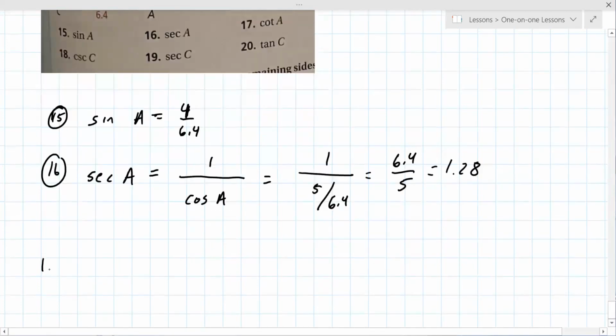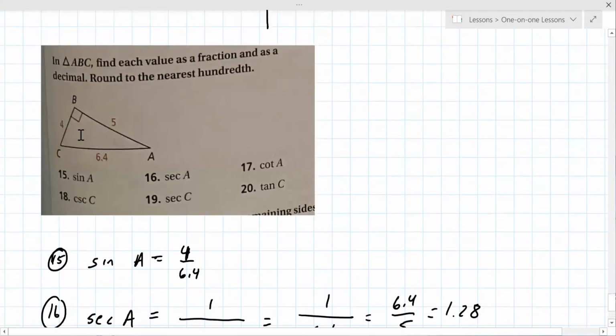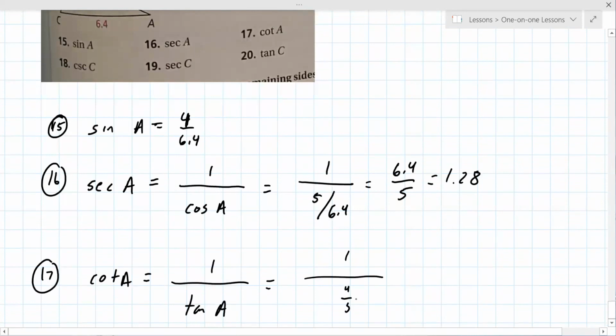All right. 17, cotangent of A. So there are a lot of ways to do this. Like you said, okay, well, it's 1 over tangent of A. That's great. That's totally correct. As long as you know that tangent is opposite, which is 4, over adjacent. So 1 over 4/5, which is 5 over 4.